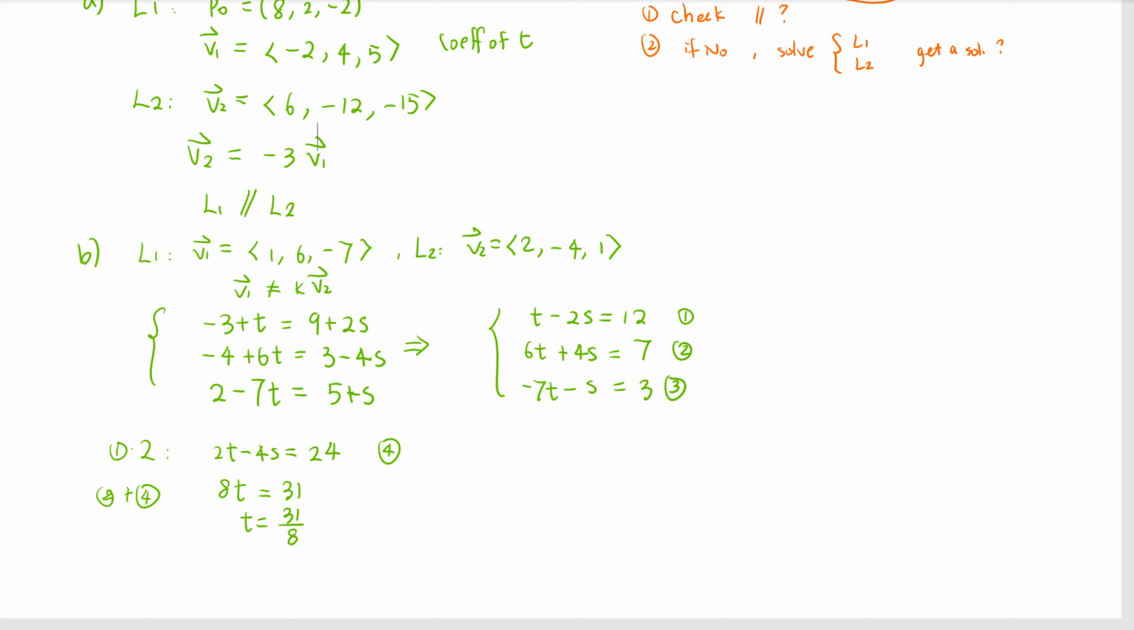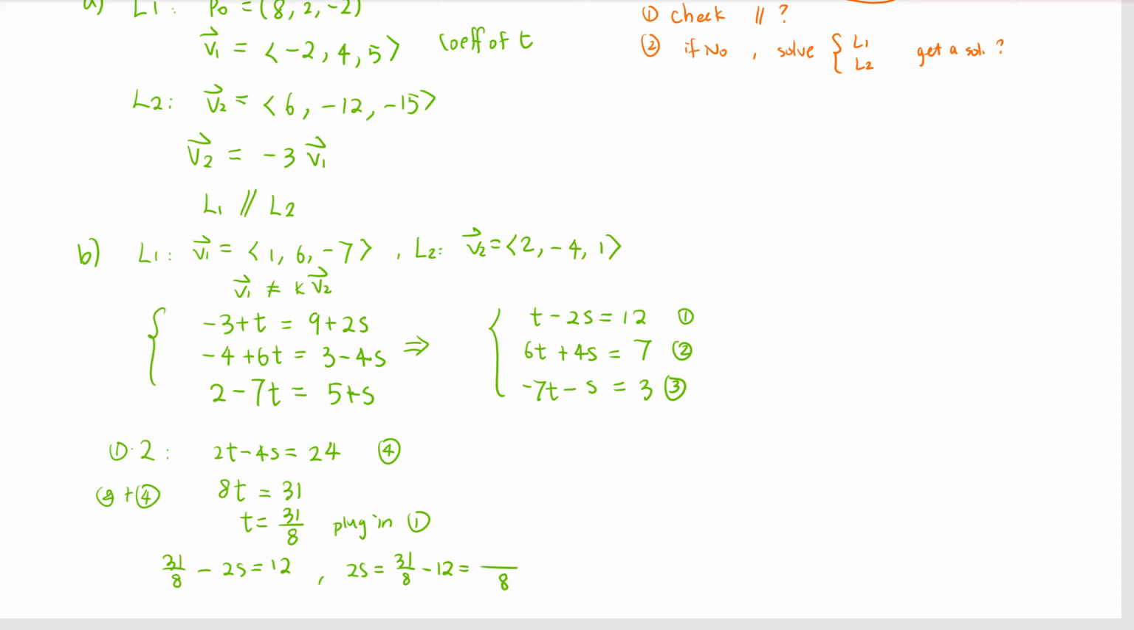Alright, what is next? Well, next we can then plug in t = 31/8 to find the s. So we have 31 over 8 minus 2s equals 12. So 2s equals, we move the 2s to the right, and then that is 31 over 8 minus 12.